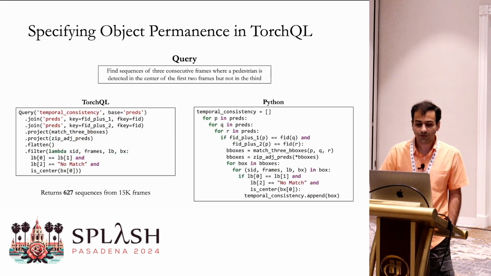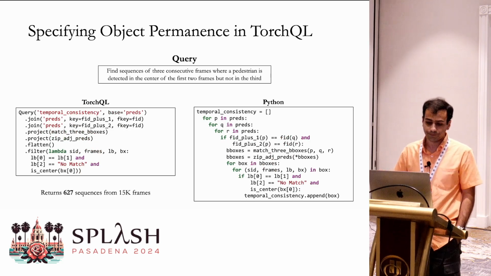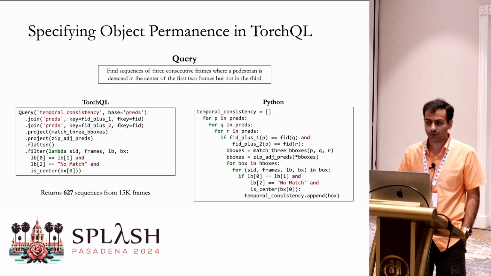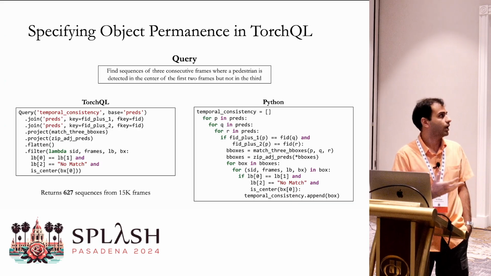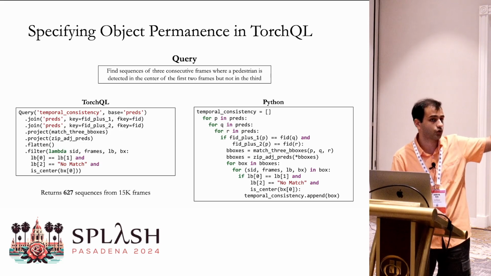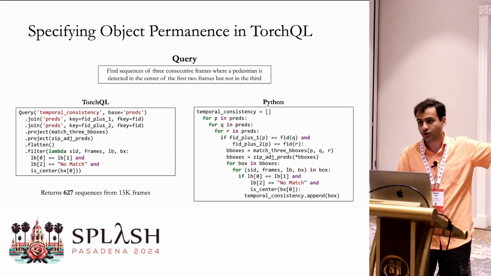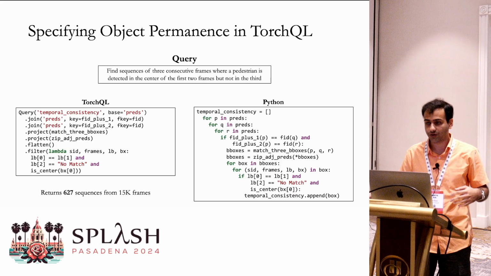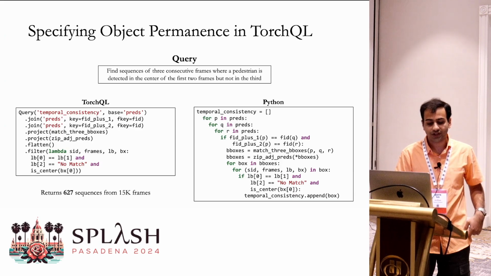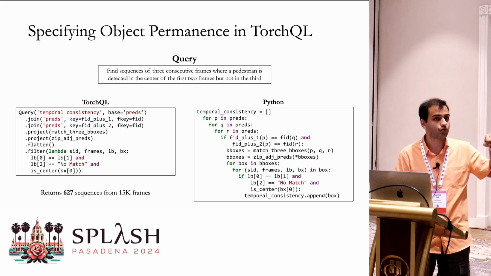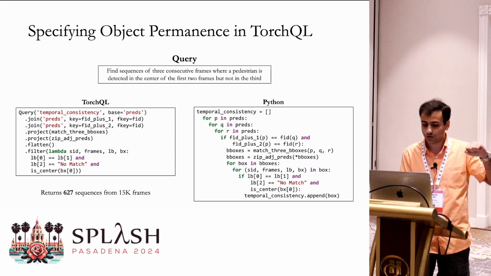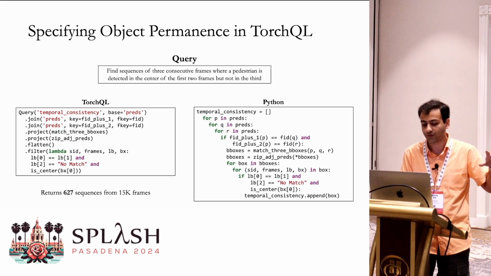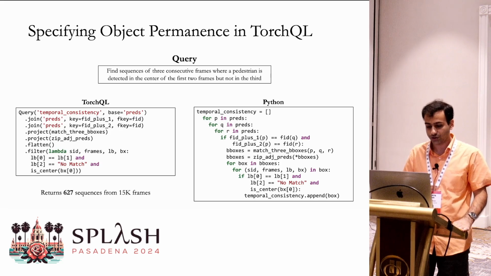And then finally, we arrive at the actual object permanence query. Now, this is obviously a bit more complicated, but you can see in the first 3 lines of the TorchQL code, here's a 3-way join, because we're looking at 3 consecutive frames. And we then perform a few projections to track objects across those 3 frames, and then we perform a filter that removes the cases where there's no prediction in the last frame.